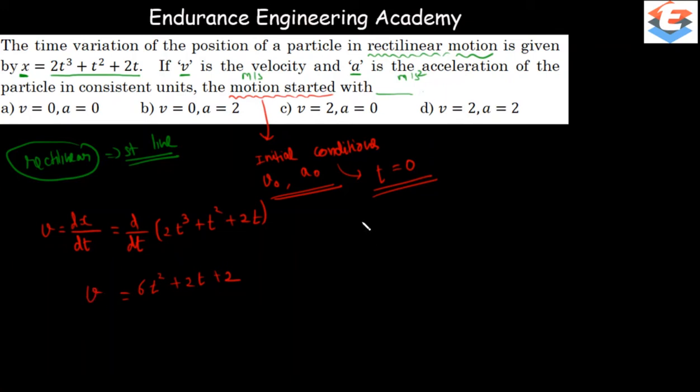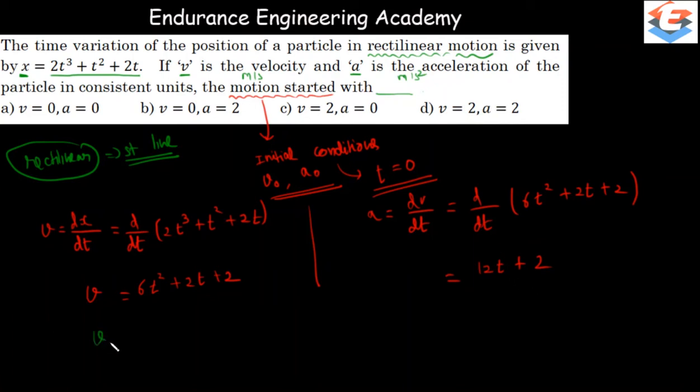This is velocity. And similarly, acceleration is nothing but dv by dt, as we know already. So d by dt of 6t square plus 2t plus 2, that is going to be equal to 12t plus 2. Now what actually are they asking? They are asking us to find out v naught, right? Which means at t is equal to 0. So when I substitute t is equal to 0 here, velocity will become 2.